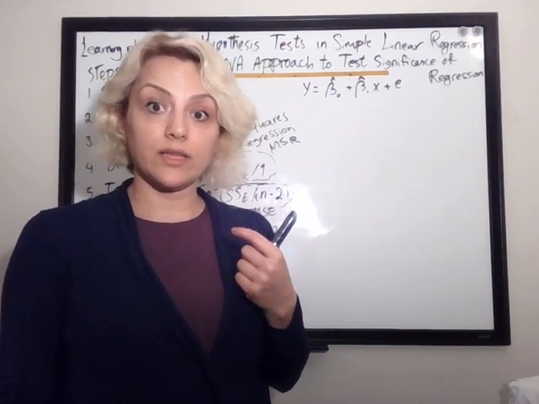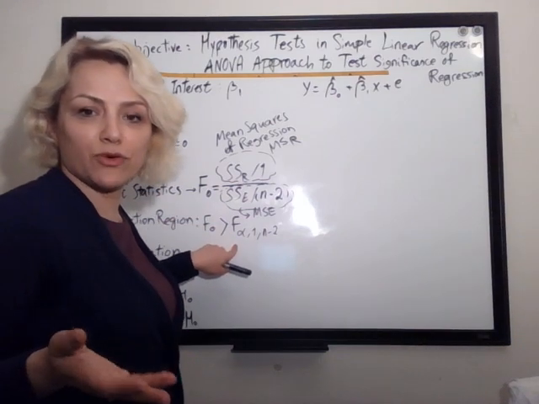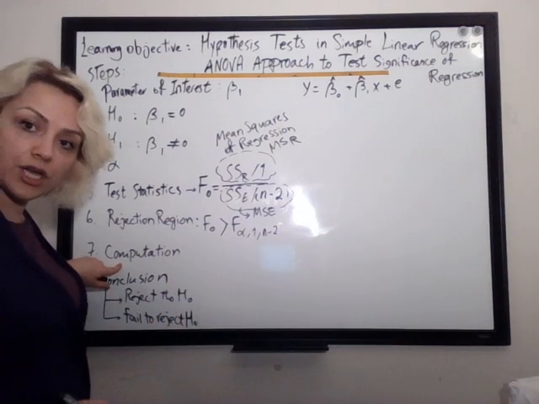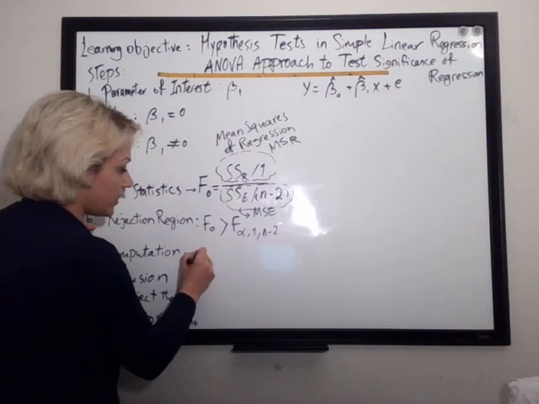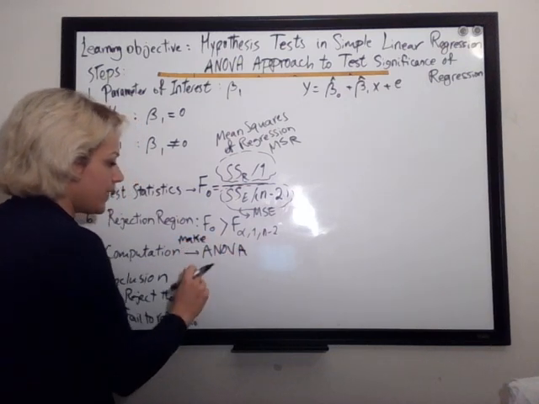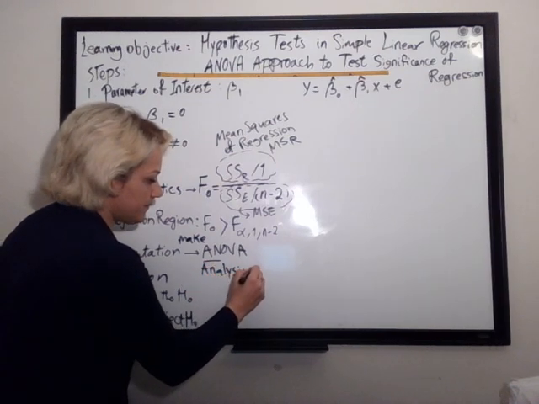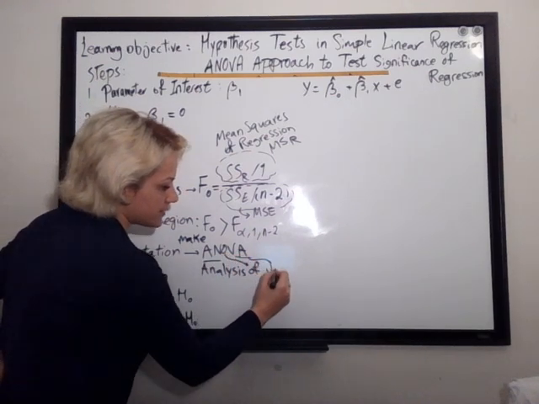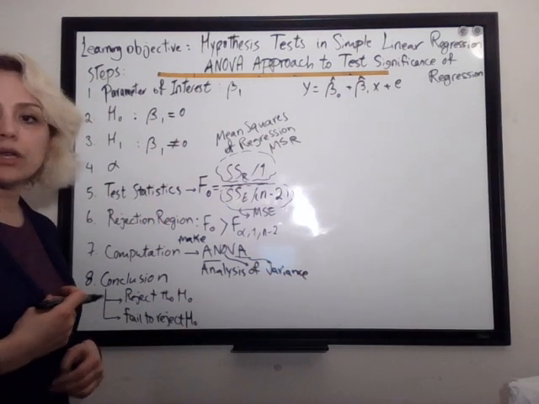After we find the value from the F table, we are going to compare this with this, the same thing that we had before for the other hypothesis tests. Then we have our computation, putting all of these numbers in. The computation part is where you make your ANOVA table. ANOVA, as I said, is the analysis of variance. And then you're going to make your conclusion.